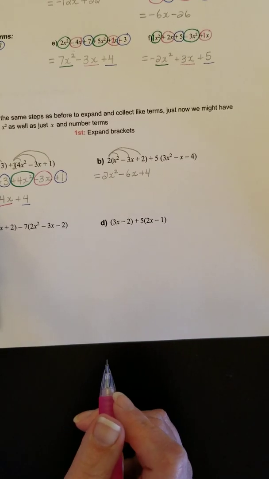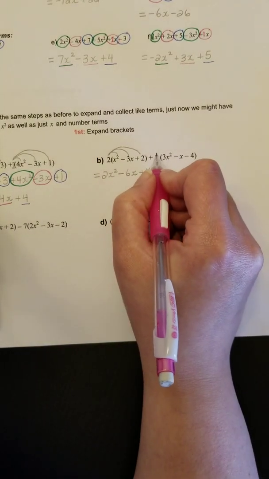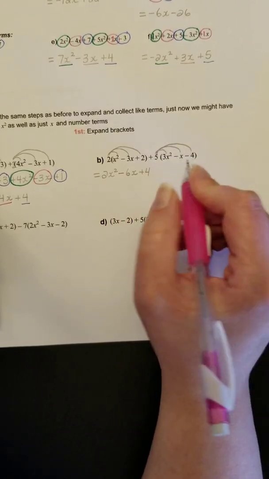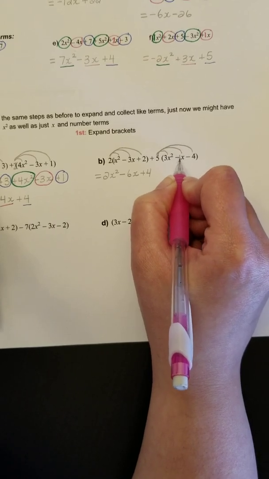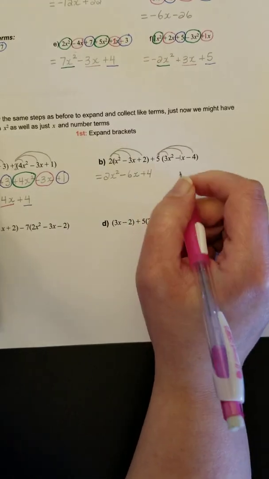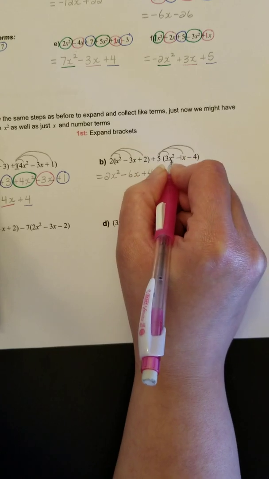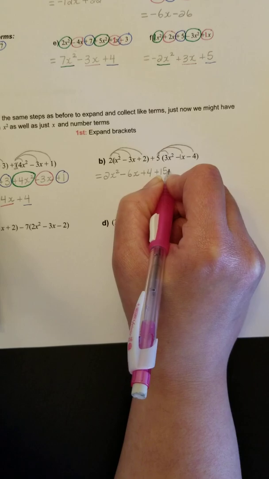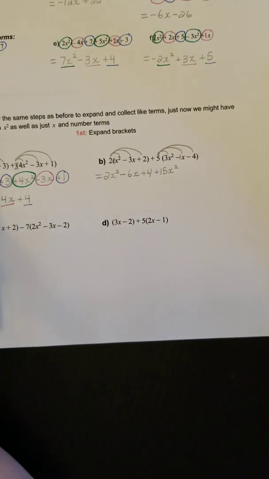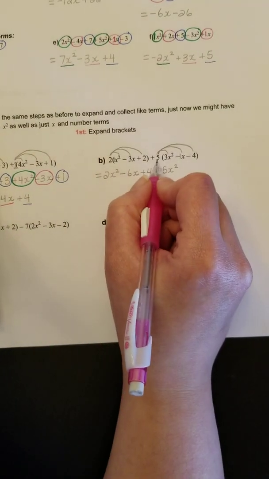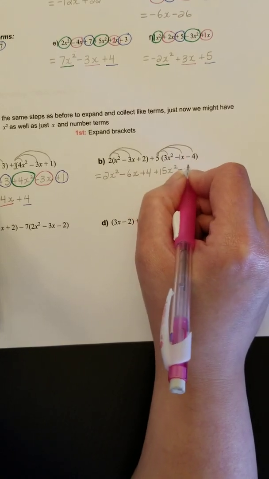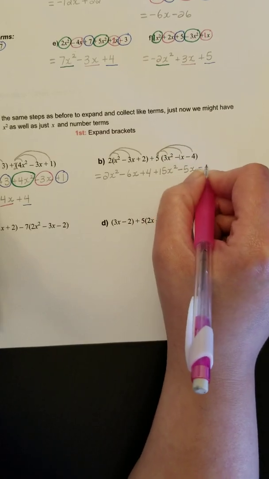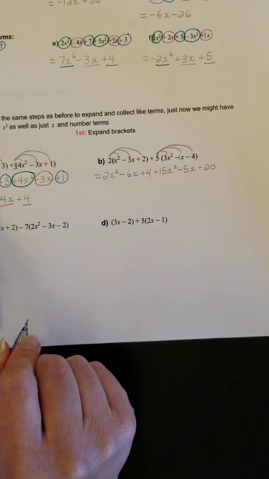Now we're going to multiply in with this plus 5. Multiply it into every term in here. Notice we've got a minus x, so I'm going to make that a minus 1. So 5 times 3x squared is positive. 5 times 3 is 15. Keep your x squareds. 5 times negative 1 is negative 5x. And 5 times negative 4 is negative 20.